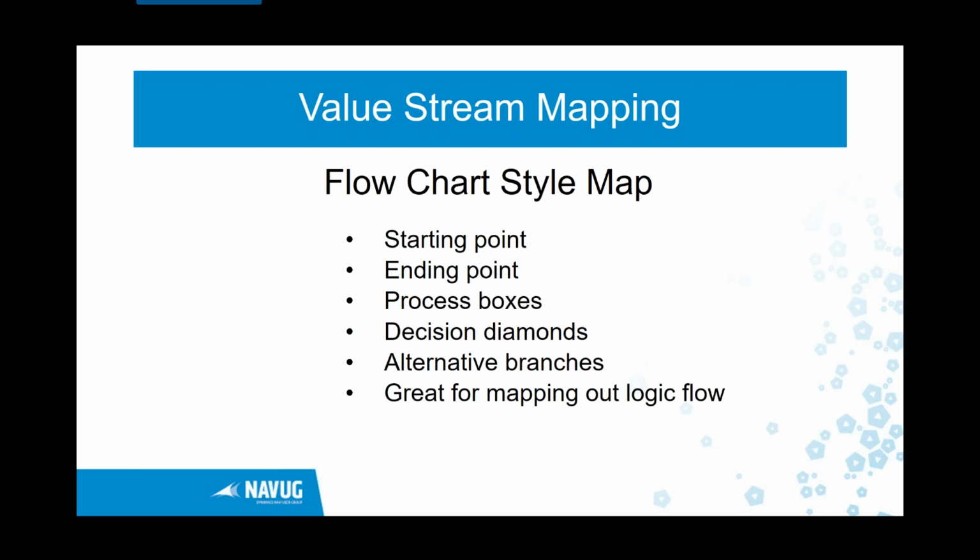So there are really three types of maps that we use. The first one I'm going to talk about is pretty much the standard flowchart map. This one is what we would all think of as an engineering map. It's got the standard starting point and ending point. It has process boxes. It has decision diamonds. So it's kind of a yes.